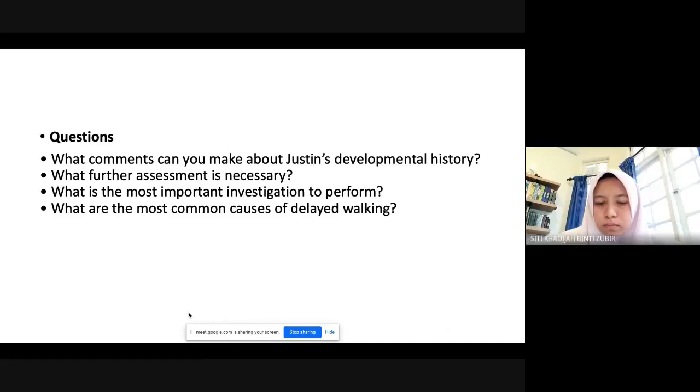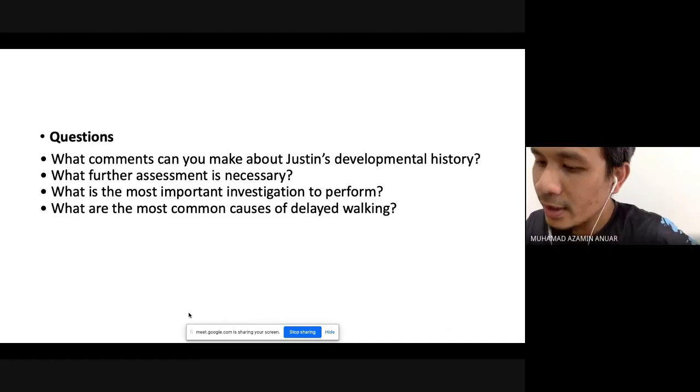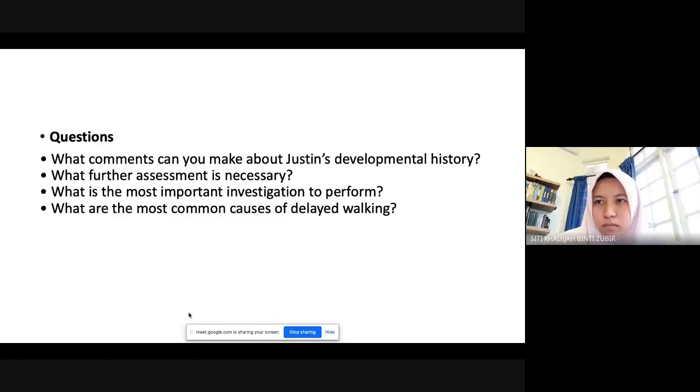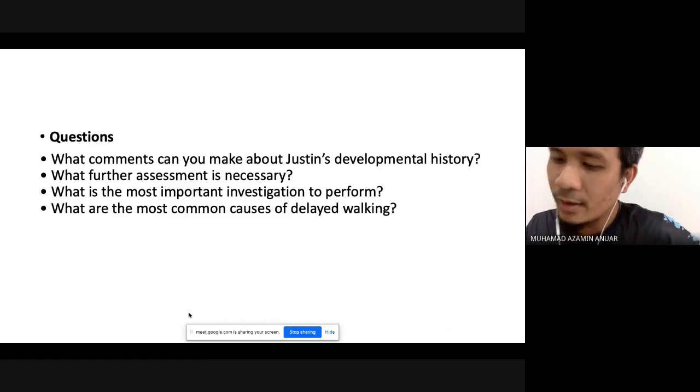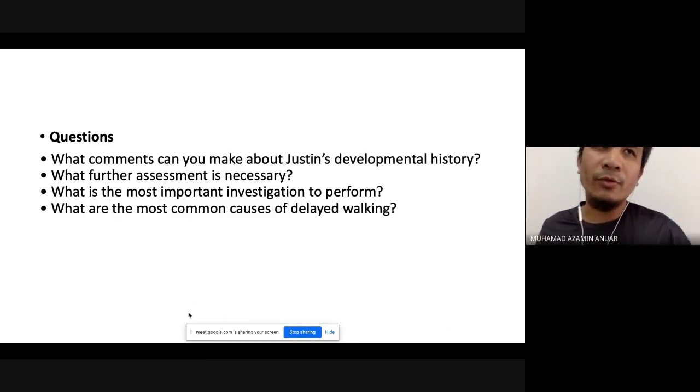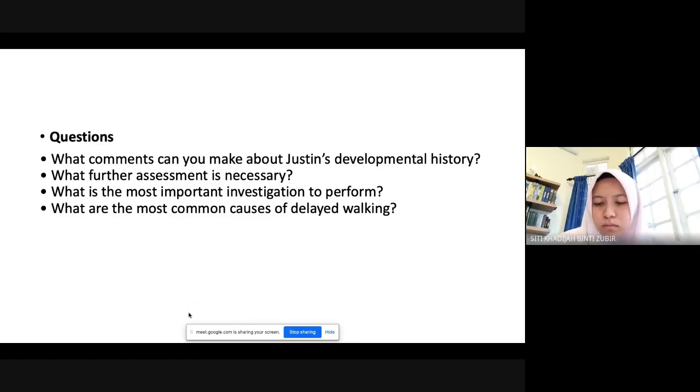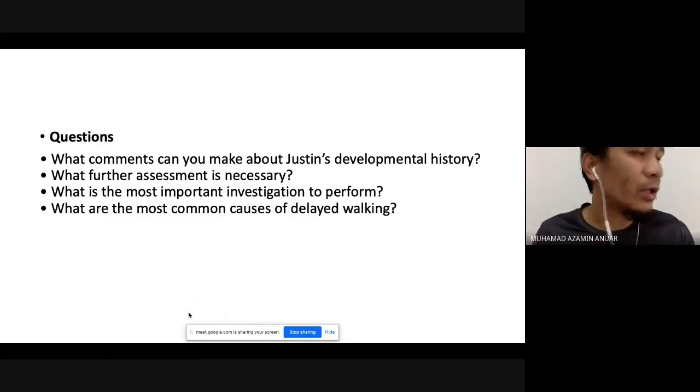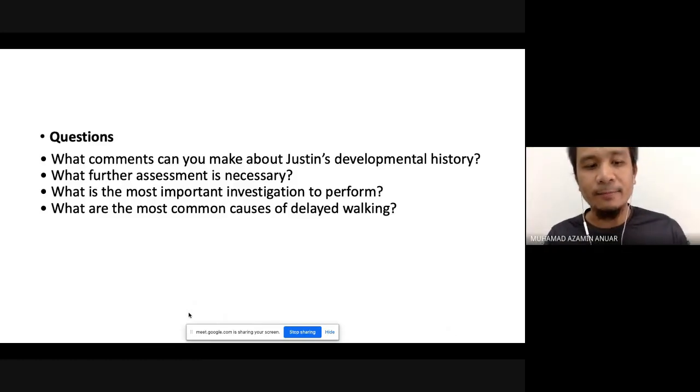Okay. So you still need to do further investigation to confirm the diagnosis, which is the muscle biopsy.